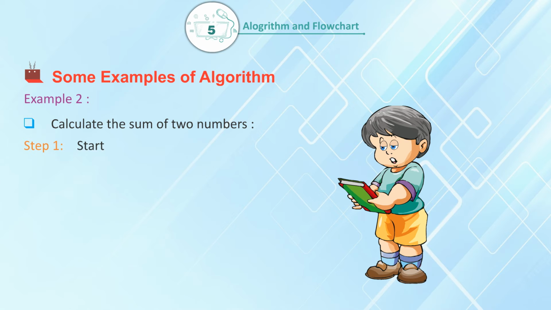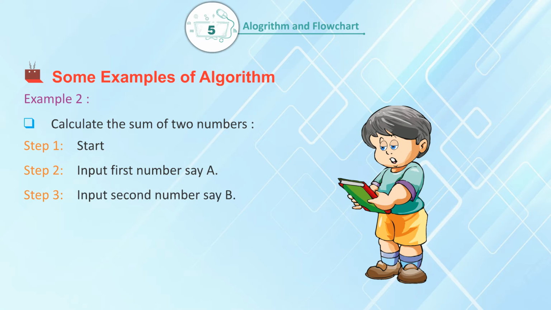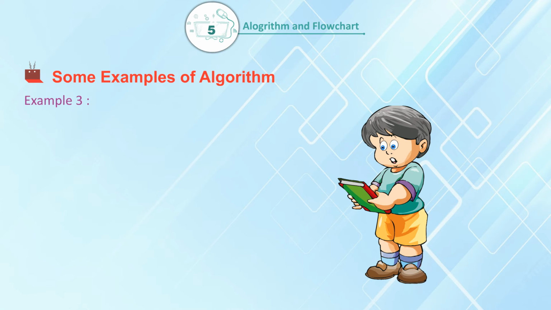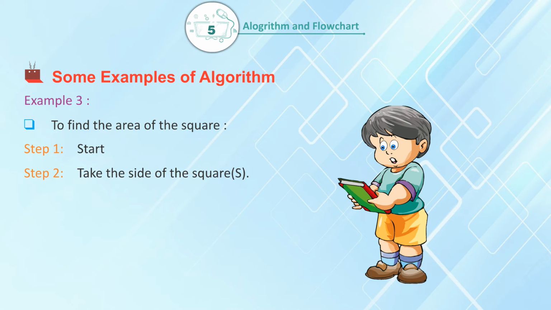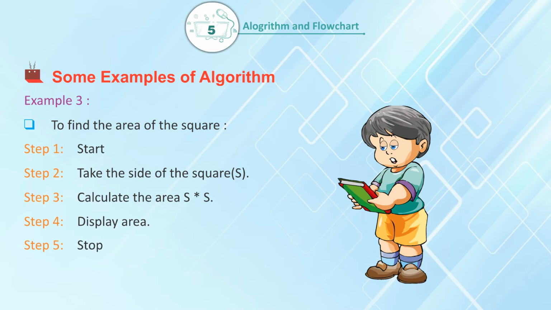Example 2. Calculate the sum of two numbers. Step 1. Start. Step 2. Input first number, say A. Step 3. Input second number, say B. Step 4. Sum A plus B. Step 5. Display sum. Step 6. Stop. Example 3. To find the area of the square. Step 1. Start. Step 2. Take the side of the square, S. Step 3. Calculate the area, S into S. Step 4. Display area. Step 5. Stop.